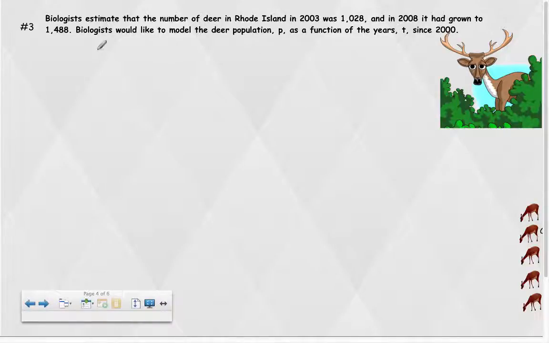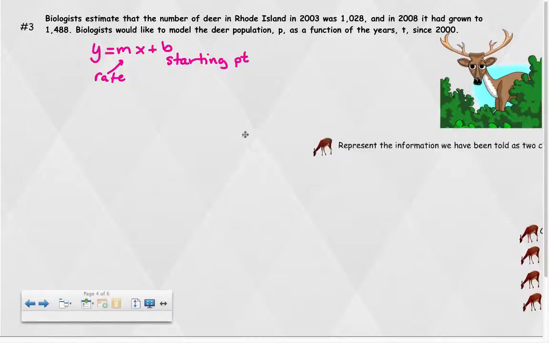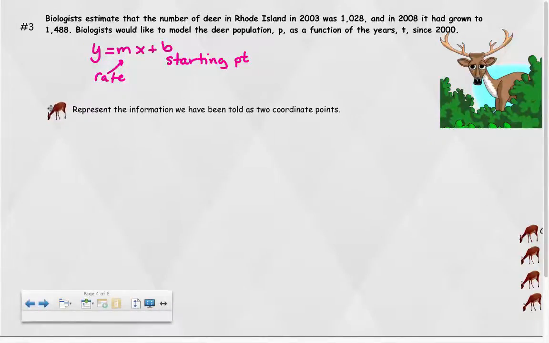So I know I have y equals mx plus b. And I know I need a starting point. And I know I need a rate. So how am I going to get all this out of this problem?